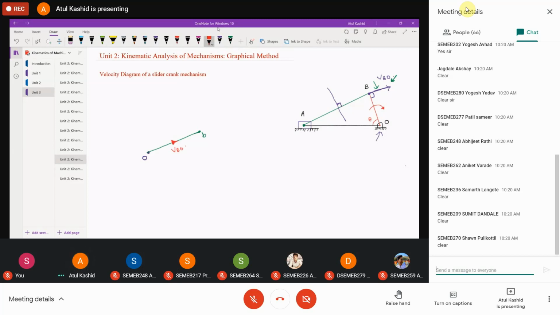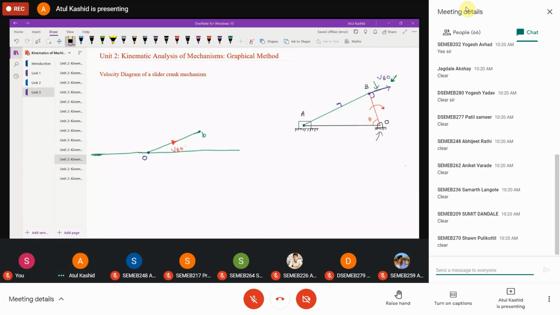Now I know that the piston is reciprocating horizontally, right? So its velocity will always be in this direction, the horizontal direction. I know that. So I will draw a line which is horizontal, like this, right? Now what I've done is I've drawn the line on both sides of the point O, to the right also, to the left also. Why have I done this? Because I only know the direction of the piston, I don't know the magnitude of the piston, right? So that's why I've drawn this on both sides, right?